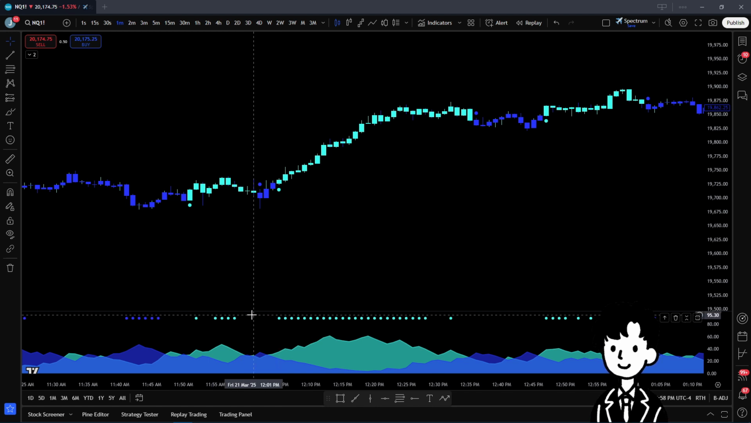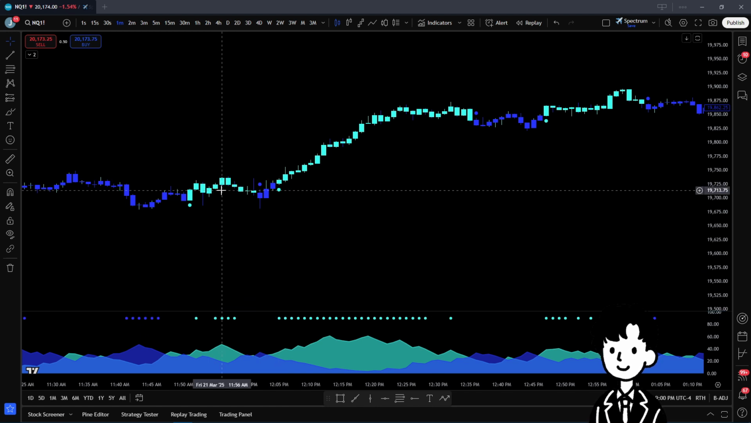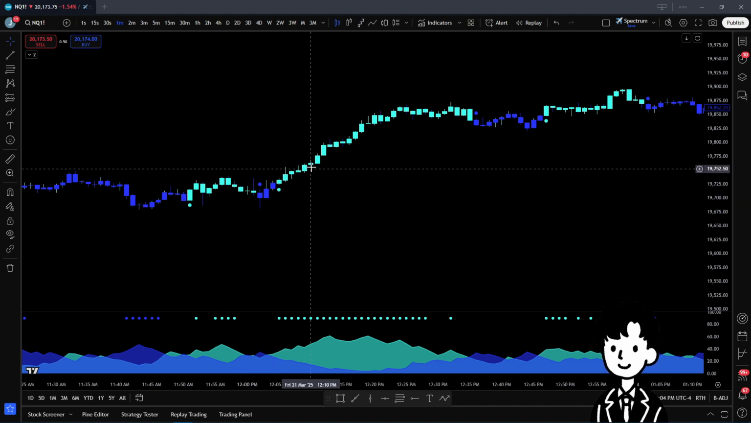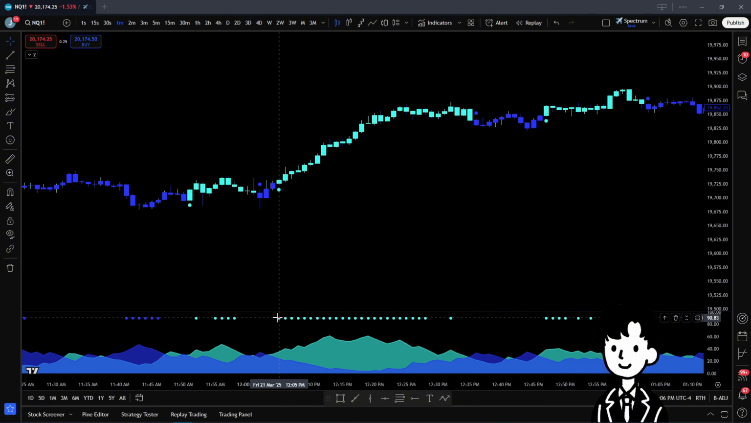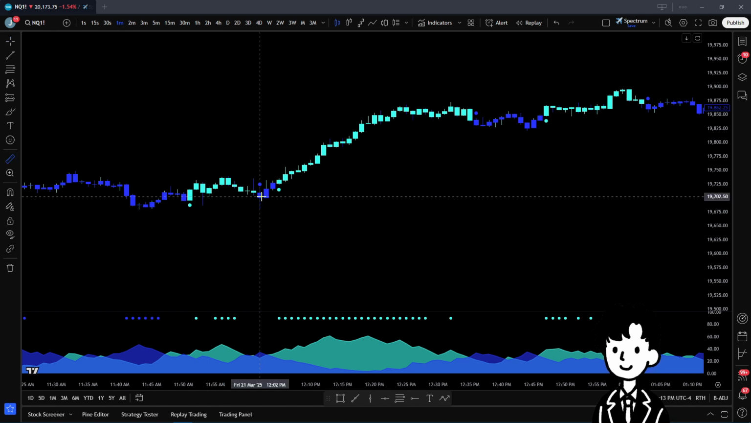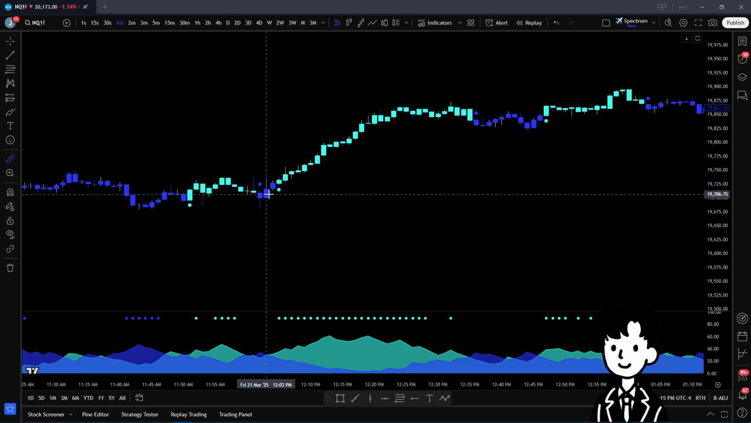There's no dots here. No dots means compression. So this little area compressed a little bit before the bulls decided to dominate, forming these blue dots here. So this is NQ futures. This also applies for QQQ.